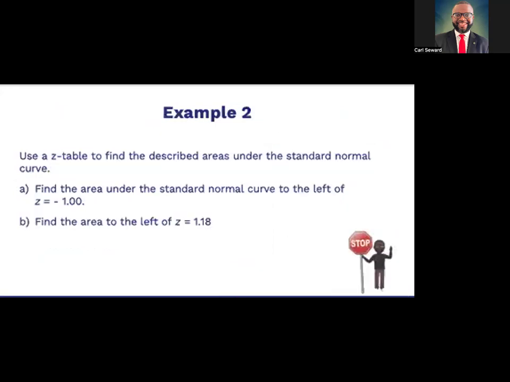And then let's actually look at an example. So using the area to the left of z equal to negative 1.0, what's that area? And then what is the area to the left of 1.18? In order to do this work, you're going to need to get familiar with the Z table.